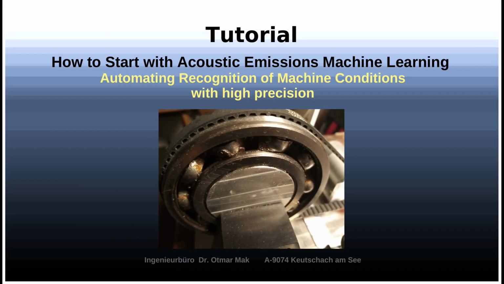This tutorial will demonstrate how you can start automating recognition of critical machine conditions in your production processes, the goal being to minimize downtime and maintenance costs. Although our algorithms can be extended to deal with any kind of sensor data, in this presentation we use acoustic emissions only for diagnosing machine conditions.